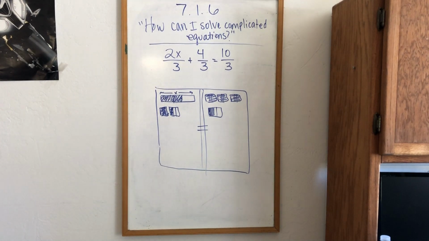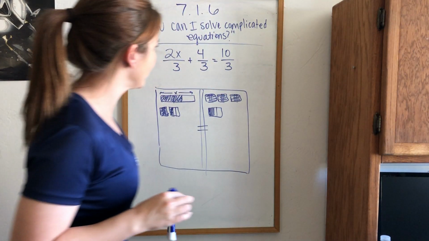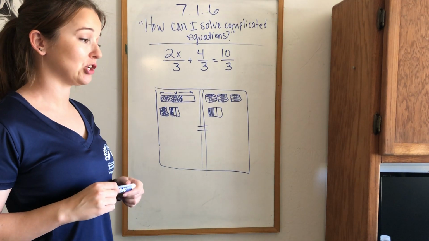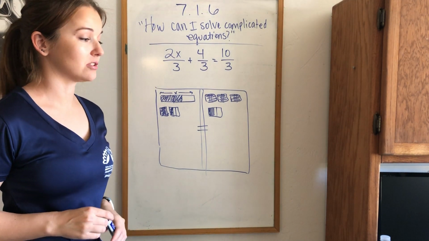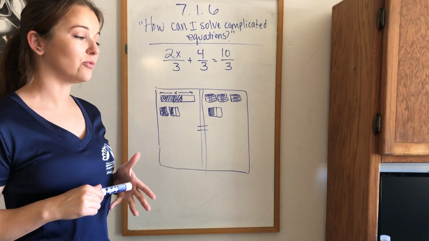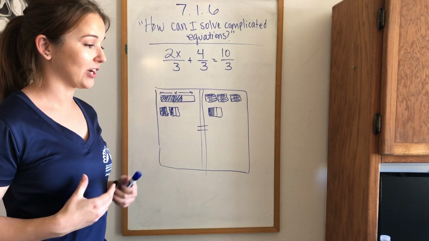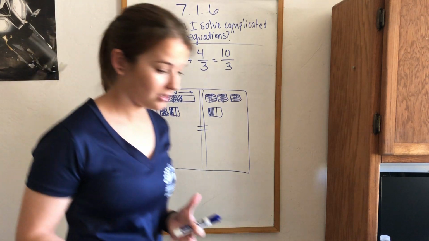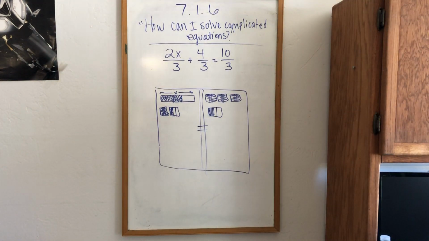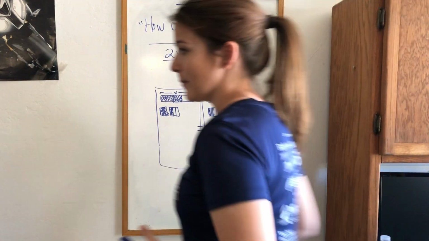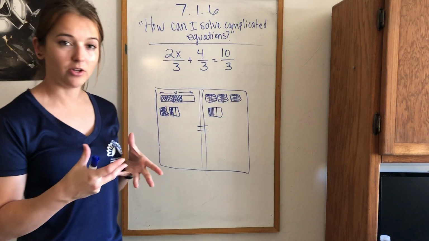Okay, this is 7th grade 7.1.6 and it's titled How Can I Solve Complicated Equations? So last week we started with getting rid of fractional coefficients and now we're getting into more complicated equations with fractional coefficients. Remember, a coefficient is a number that's attached to a variable.